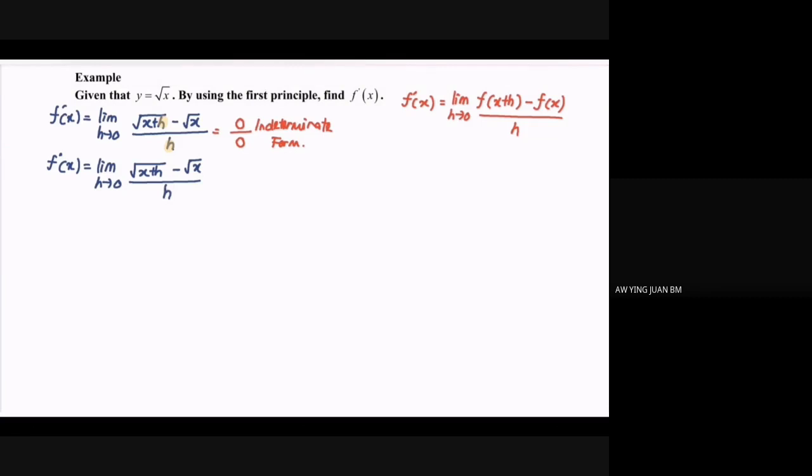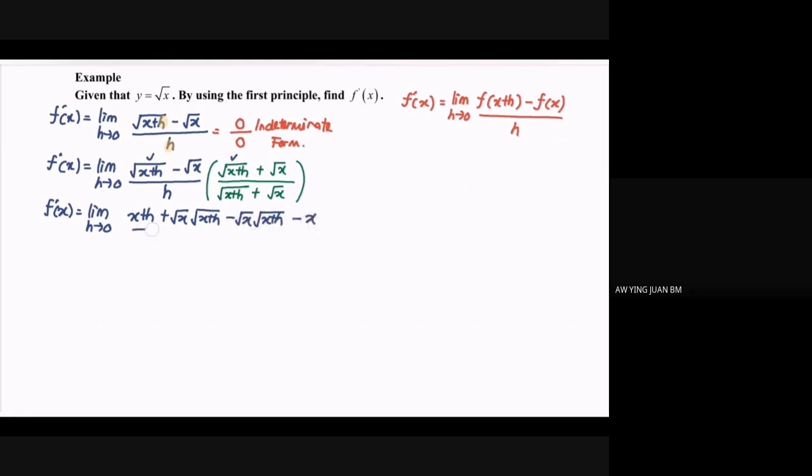Next, I'm going to multiply the conjugate. So the conjugate would be square root of x plus h plus square root of x over square root of x plus h plus square root of x. Next, I'm going to expand only the part of the numerator. So f prime x is equals to limits when h approaching 0. If we expand, we will have x plus h minus x over h bracket square root of x plus h plus square root of x.